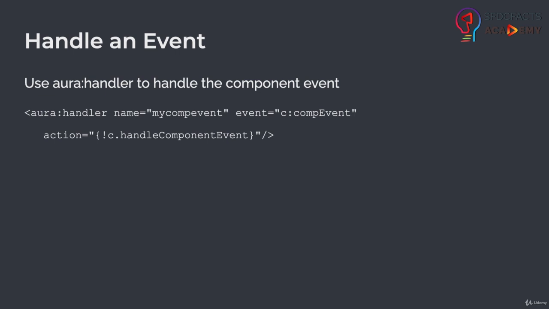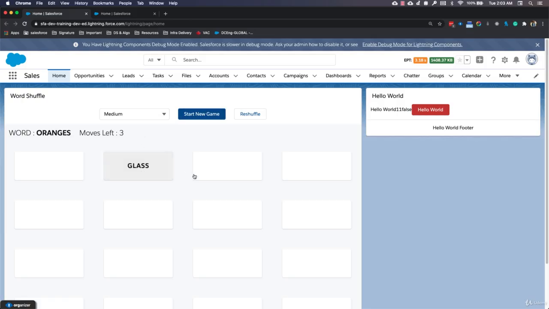So let's go back to our word shuffle game and let's check out where we need to handle these events and from where we need to fire them. Here, once I click on a tile, I need to send an event to my parent board component. Like, I clicked on this tile and this is the word behind it, so that my parent component can check if the user has won or not, and it can update the move counter as well. So we'll be firing it from the block component and we'll be handling it in our board component.